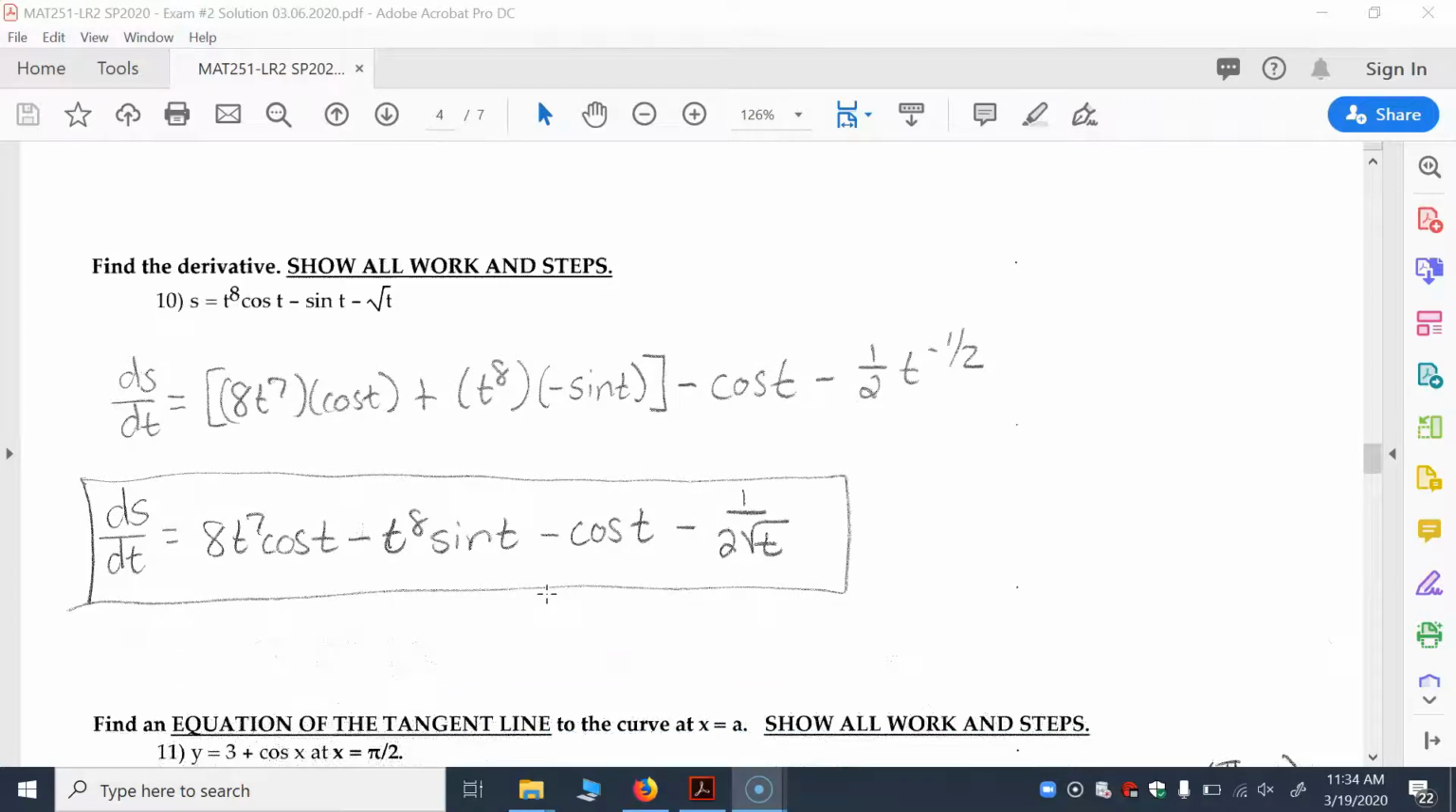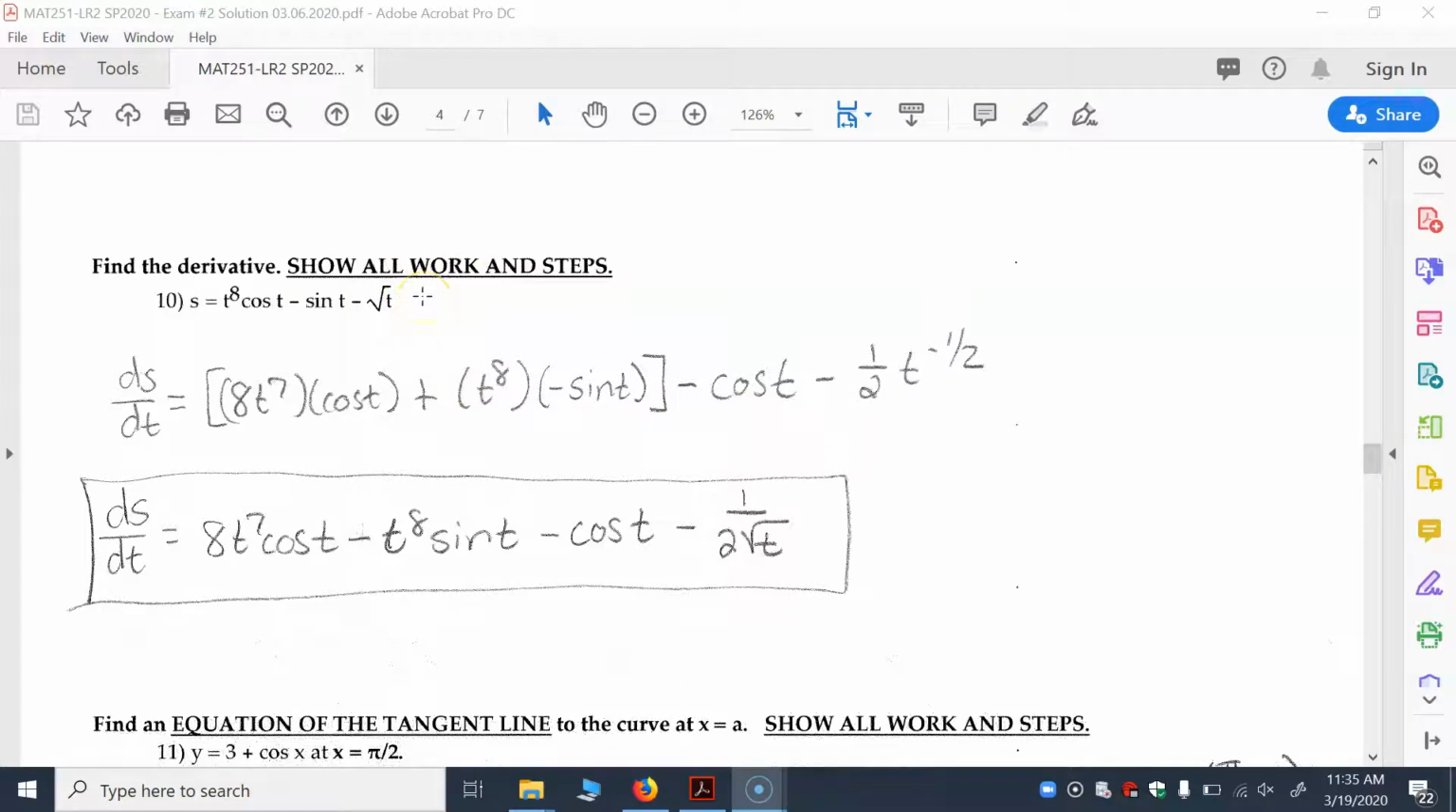All right. Number 10. Again, with this first term, we will have a little product rule problem. These other terms you can really handle individually. So product rule, right? Derivative of t to the 8th is 8t to the 7th times cosine of t plus t to the 8th derivative of cosine of t, minus sine of t. Again, I'll put the brackets around that part just to not make a mistake. Then derivative minus sine of t minus cosine of t, and then square root of t.